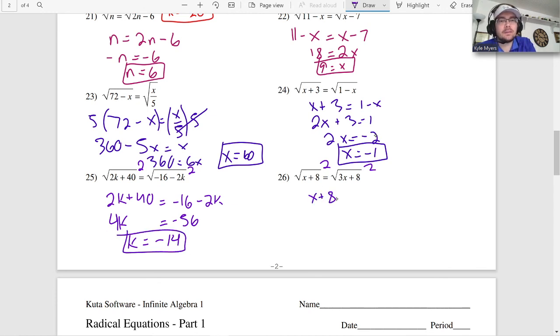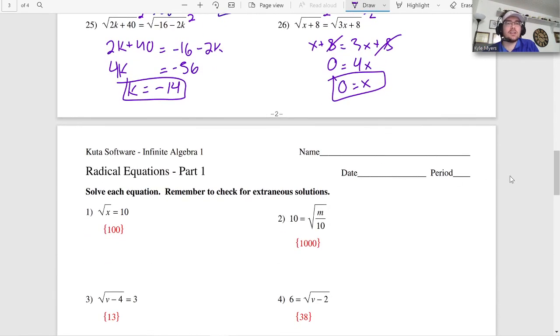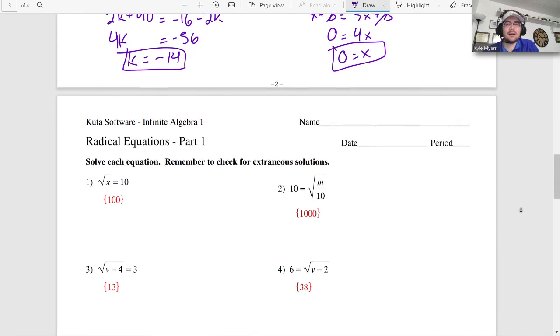x plus 8 equals 3x plus 8. Oh, look at that. The 8s cancel if I subtract 8 on both sides. So this is kind of weird, but if I subtract x on both sides, I would get 0 equals 4x, which means x would be equal to 0 because 0 divided by anything is 0. And that kind of makes sense. If you plug in 0, I'd get the square root of 8 equals the square root of 8. So there we go. There are all of the answers.